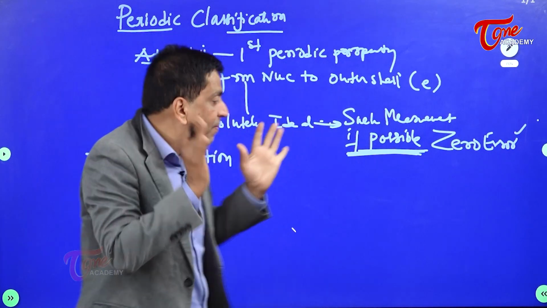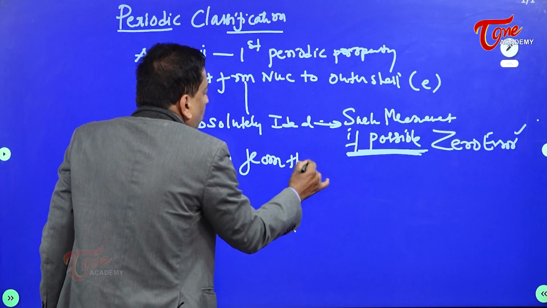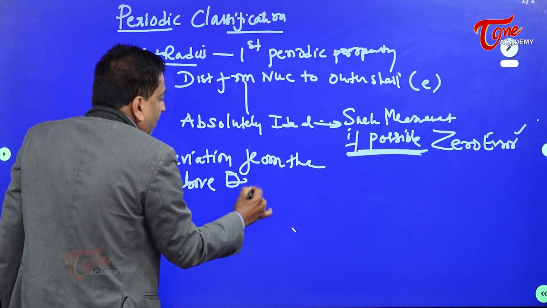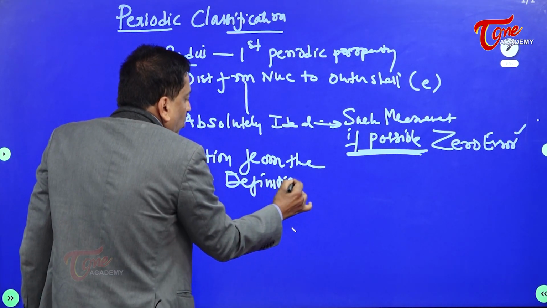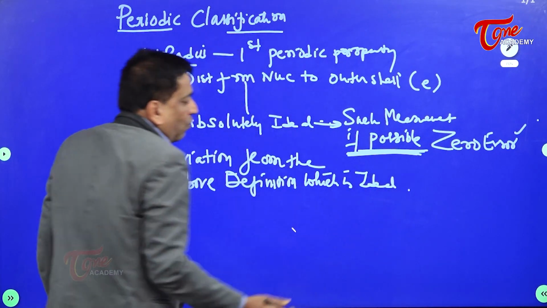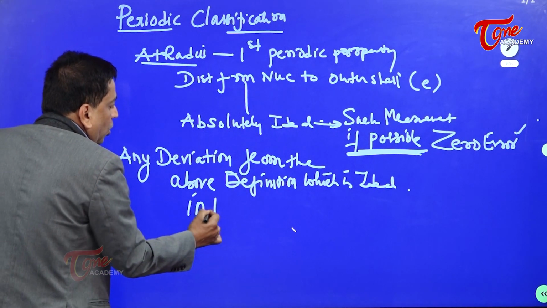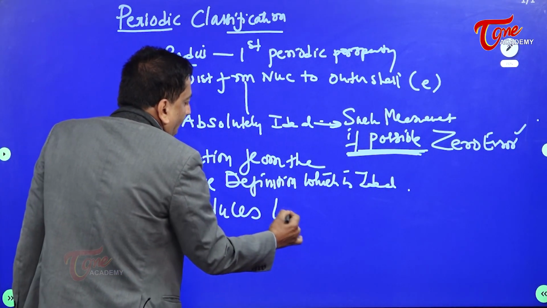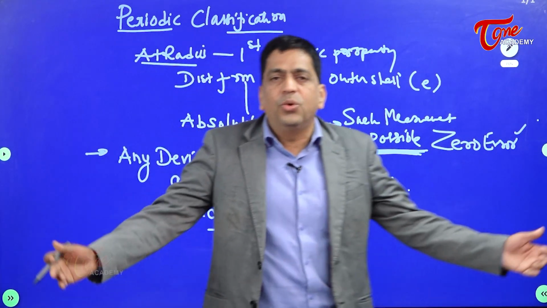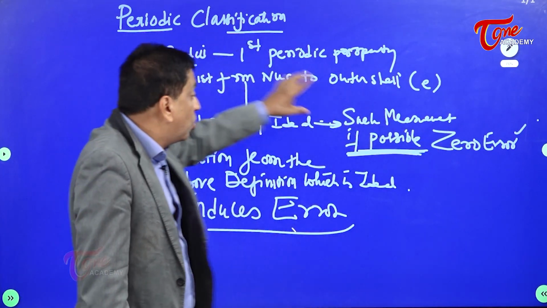If you deviate, any deviation from the above definition, which is ideal, induces error. You must understand, it induces error. What I am telling, if you wanted a zero error, stick to this definition.